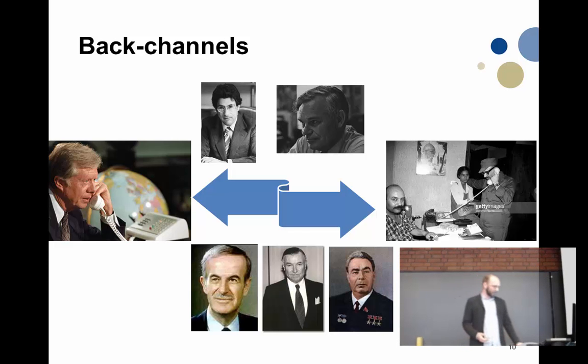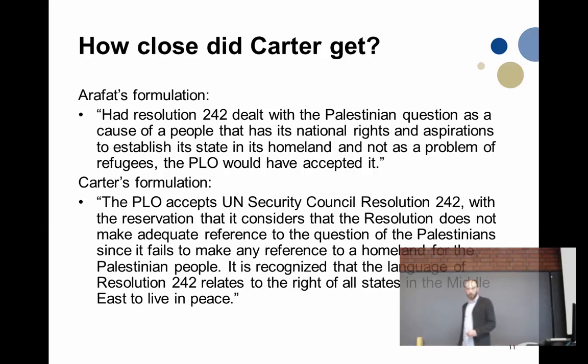Now, ultimately, all these back channels failed. But let's take a closer look at how close they got. Because essentially, they were negotiating semantics. And if these two formulations became the same formulation, they would open talks immediately. The first is Arafat's formulation. Had Resolution 242 dealt with the Palestinian question as a cause of a people that has its national rights and aspirations to establish its state and its homeland, and not as a problem of refugees, the PLO would have accepted it. In other words, if da-da-da, then we would accept.